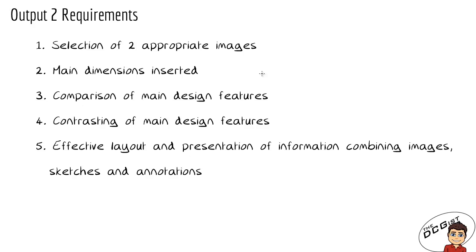So moving on from the marking scheme, we'll have a look at the output 2 requirements. So the first one is a selection of appropriate images. That's going to be in page number 1. Then we have the main dimensions are inserted, and the important thing with that is that we make sure that we think about the conventions for doing our dimensioning, okay?